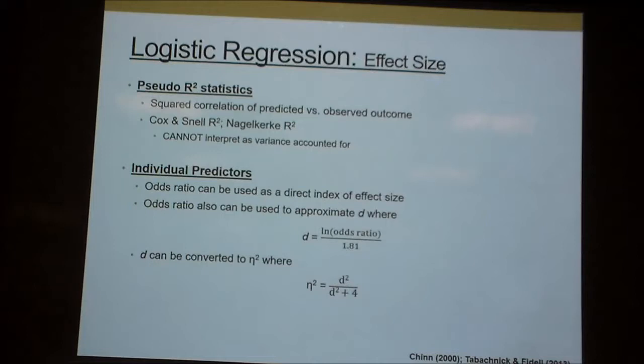For individual predictors, odds ratios in and of themselves are a direct index of effect size, right? Odds ratios have a meaningful interpretation, particularly if we have categorical predictors. If you say the odds of developing heart disease versus not developing heart disease are 5 times greater for smokers as compared to non-smokers, that's a meaningful metric.